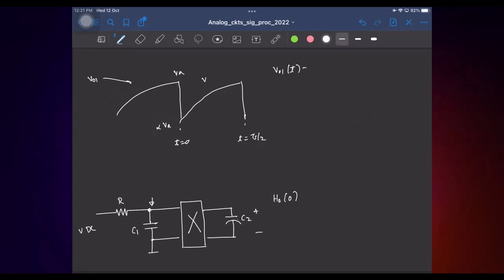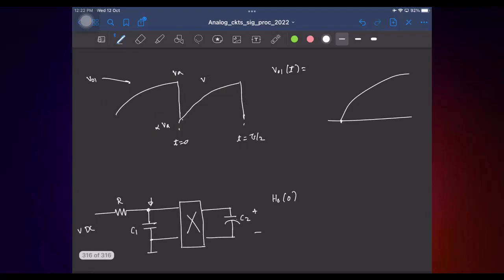VO1 of t, what will be the relation if I call this instant as t equal to 0? What is V final? 1 volt. Okay, see, how does it happen? If you don't have initial condition, you know that it starts from 0. If there is 0 initial condition, it's going to start from 0 and reach 1 volt. And what is the equation for this rising exponential? That's all, right? 1 minus e to the power minus t by tau.